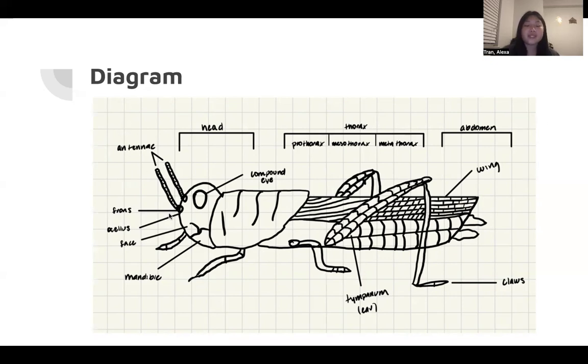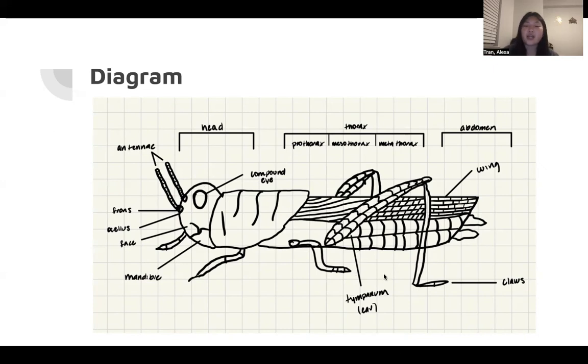Here in the front, we can see their antennae, and they're connected to the phones and the oculus. And here's the face and the mandible, which was used for eating grass and grinding. And here's a compound eye that is exclusive to grasshoppers or other types of insects.